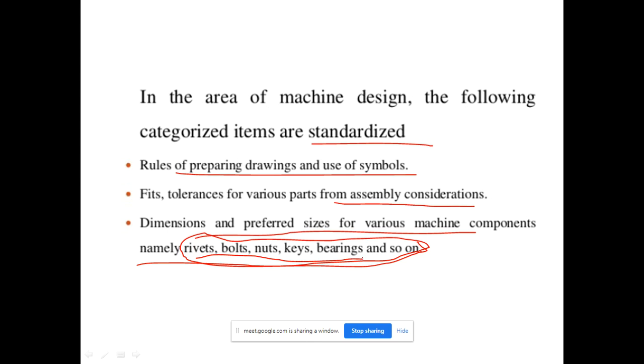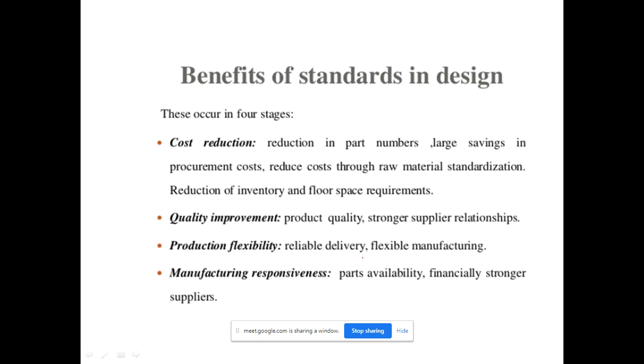Likewise, all the engineering mechanical components, automobile components, electrical items have a design procedure, so they are manufactured as per some design guidelines or manufacturing guidelines, and you cannot violate that. Now come to the benefits of standardization in design. These occur in four stages, like cost reduction. I have already told you that is cost reduction and time reduction.